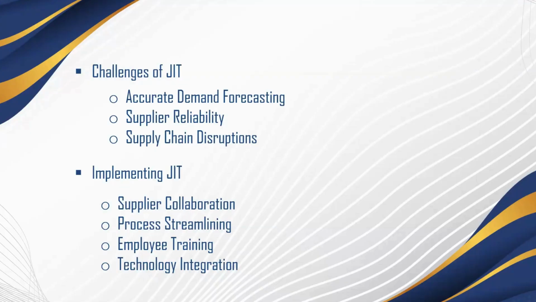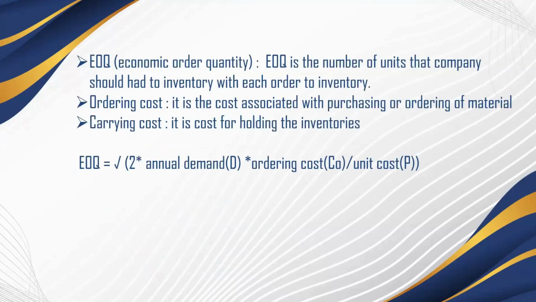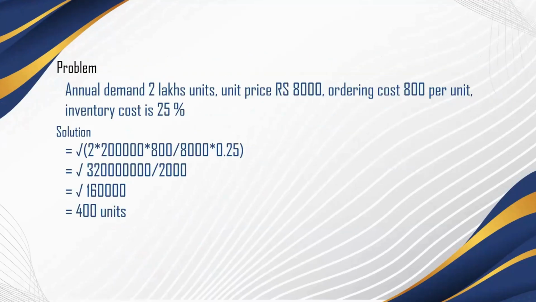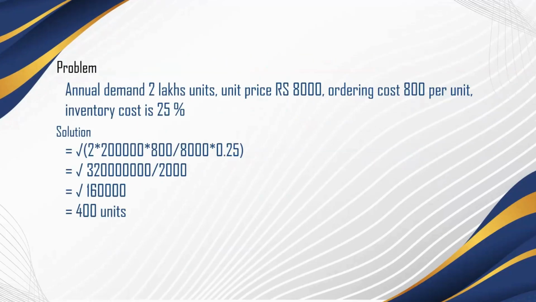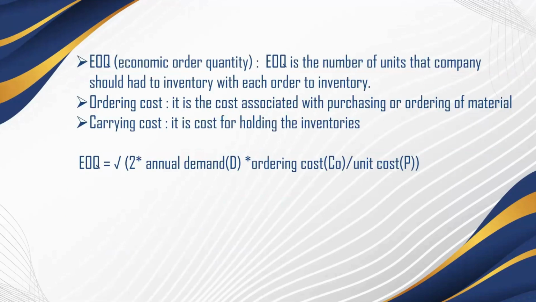These are the formula for the EOQ. Annual demand stands for D. Ordering cost stands for CO. And unit cost stands for P, price per unit cost.